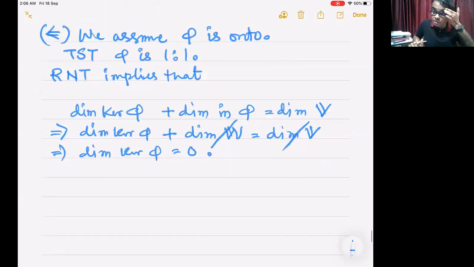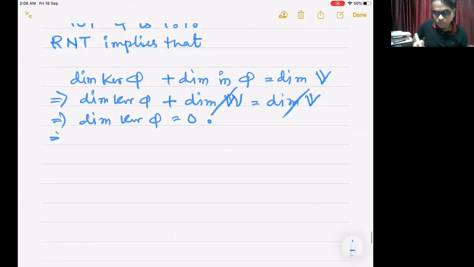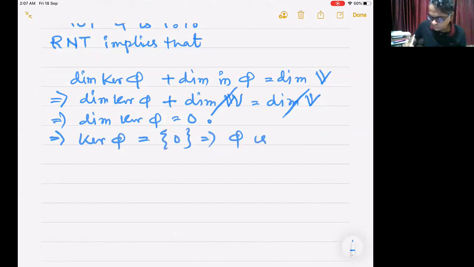But a 0-dimensional subspace means it's just the trivial subspace. So this means kernel phi is equal to 0, which means phi is 1 to 1, and that is precisely what we had set out to prove. Okay, so that's how we prove this.